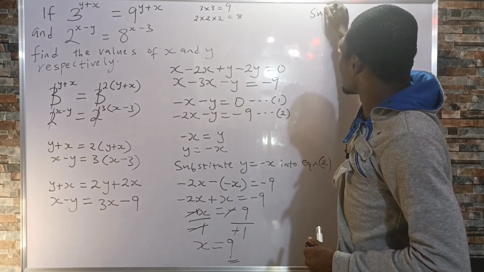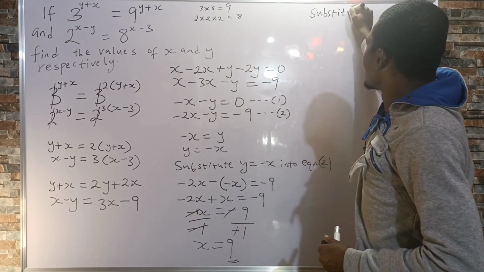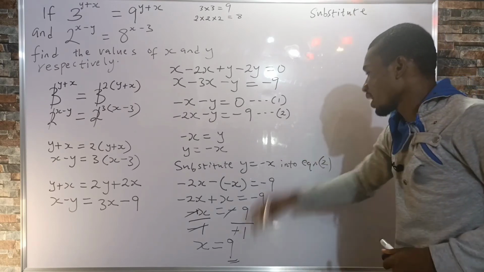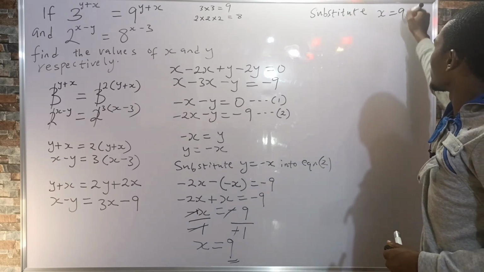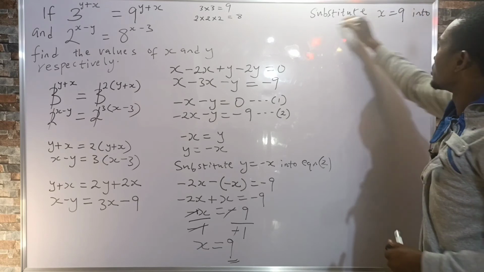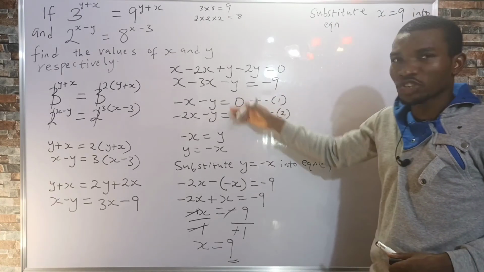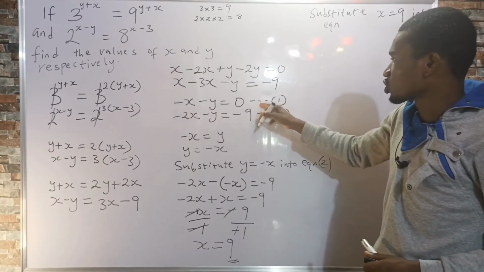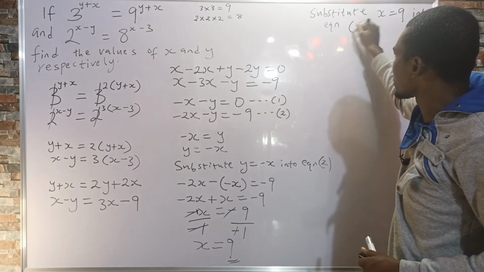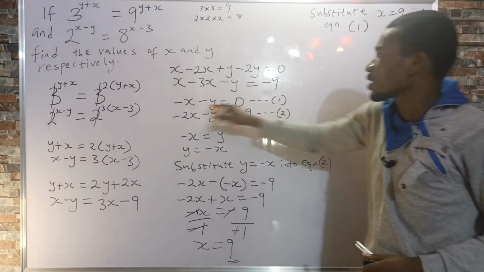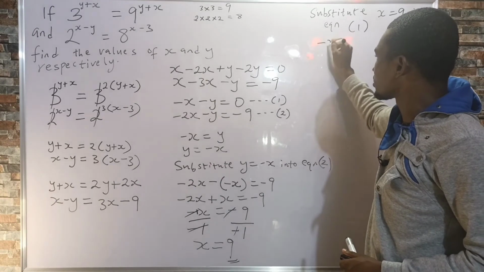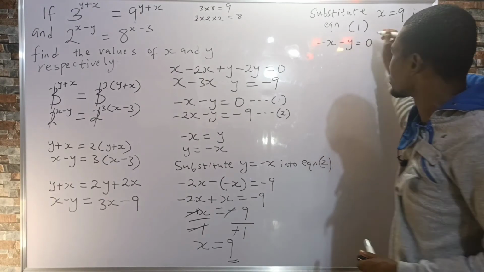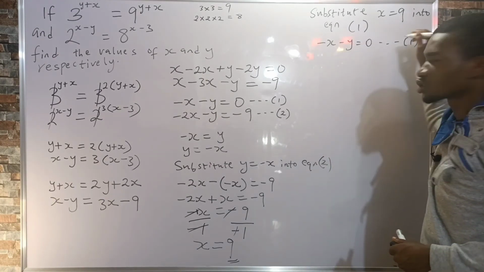So we also substitute for x equal to 9 into an equation. Any of the equations at all could serve. It could be equation 1 or equation 2. Let me take equation 1. And what is my equation 1? Equation 1 says negative x minus y is equal to 0. This is obviously my equation 1.